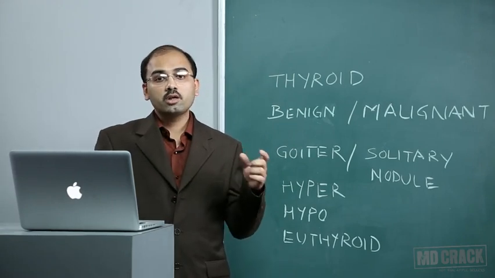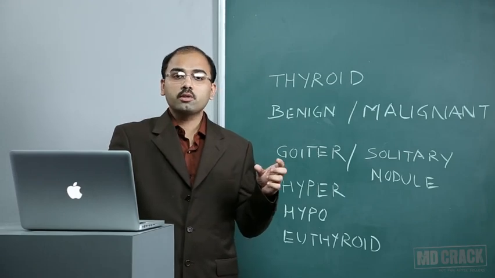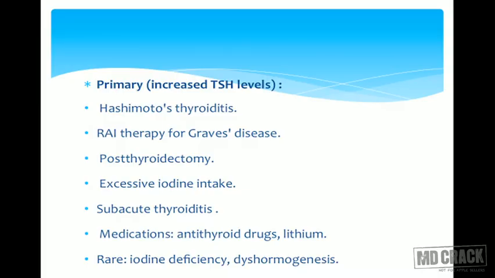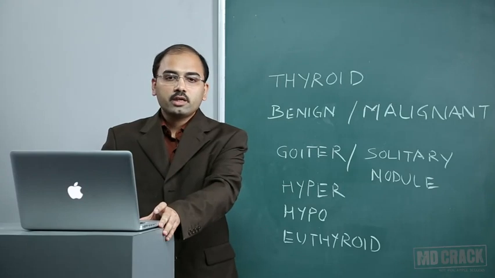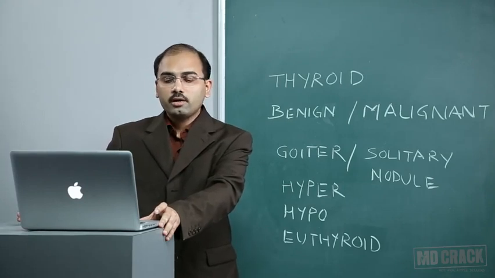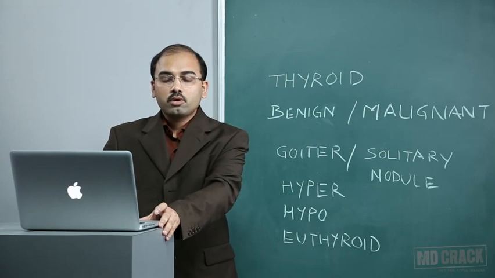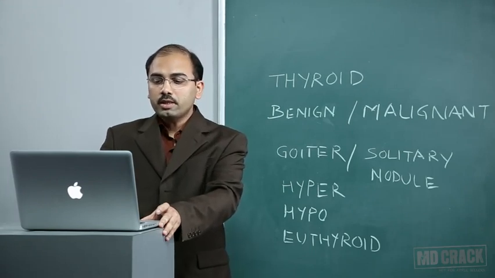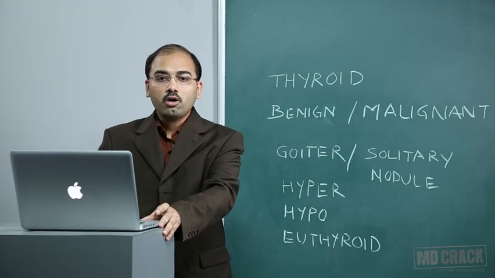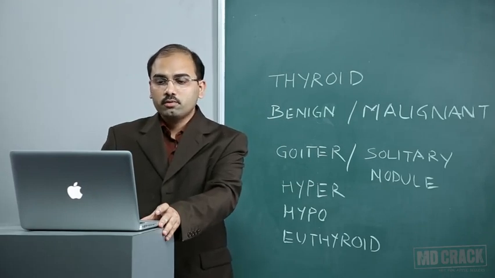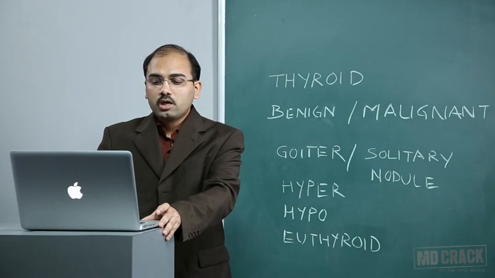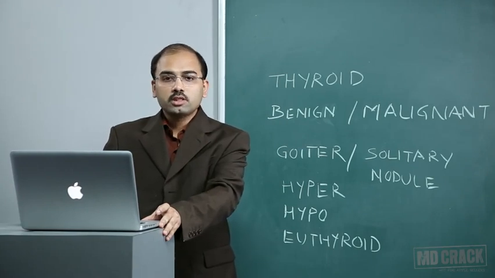As you know, we have learned earlier that Hashimoto's thyroiditis is the most common cause of hypothyroidism. Next, radioactive iodine therapy given for Graves' disease may lead to hypothyroidism. Next, we have the post-thyroidectomy status, which may cause hypothyroidism. Excessive iodine intake can also lead to suppression of the thyroid gland and hypothyroidism. Next, we have subacute thyroiditis. Then medications, which are antithyroid drugs or lithium, can produce primary hypothyroidism. Rare causes are iodine deficiency and dyshormonogenesis.